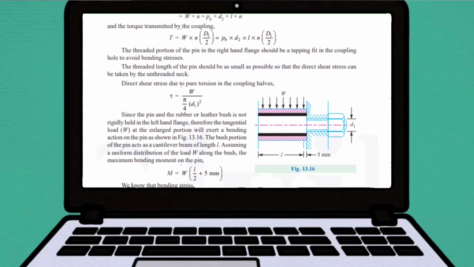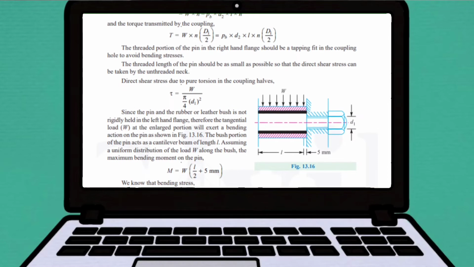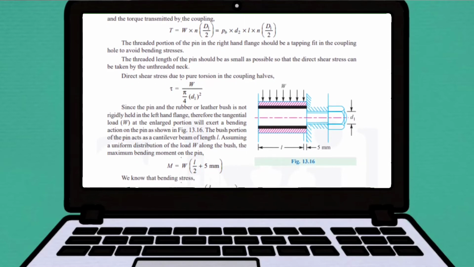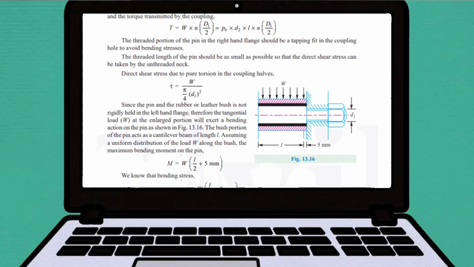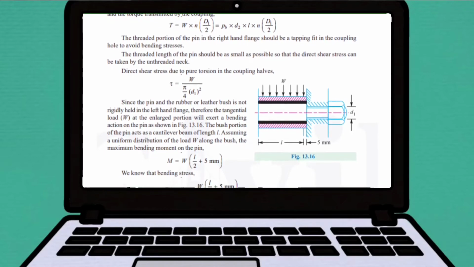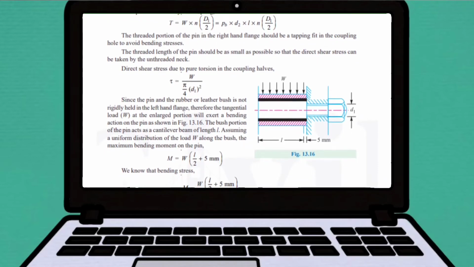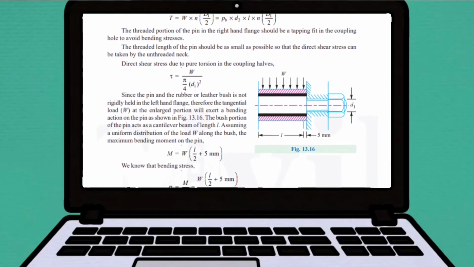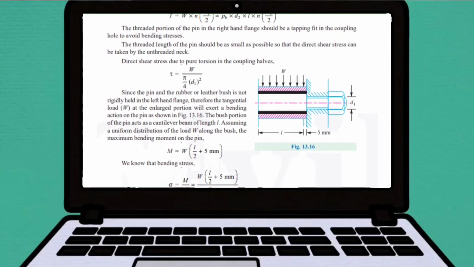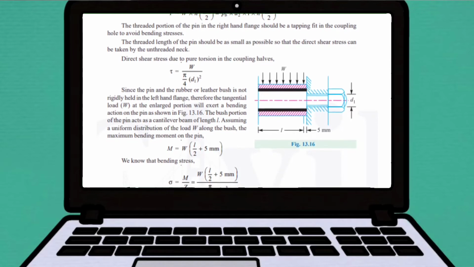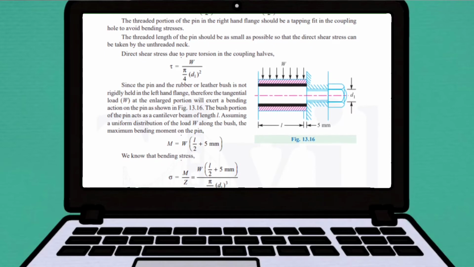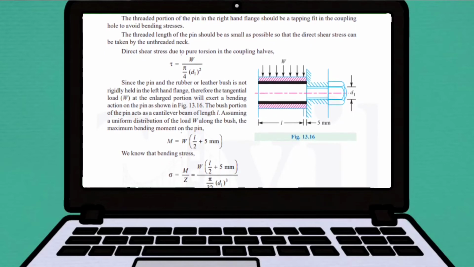The threaded portion of the pin in the right hand flange should be a tapping fit in the coupling hub to avoid bending stress. The threaded length of the pin should be as small as possible so that the direct shear stress can be taken by the unthreaded neck. We have the formula for the direct shearing stress: tau is equal to W over pi over 4 times D raised to 2.